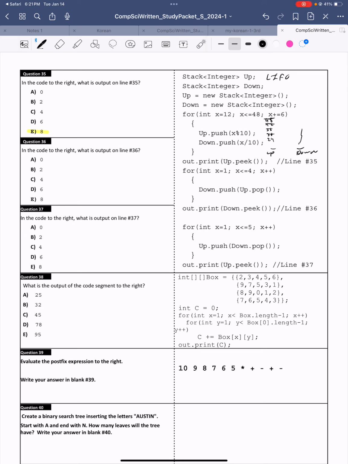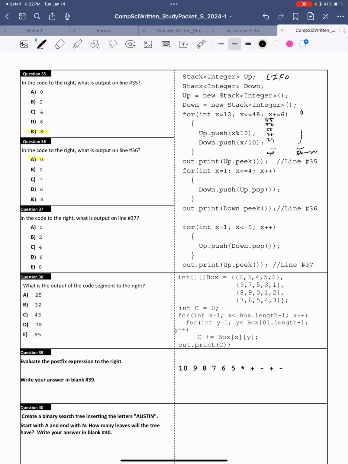But, you know, we're not really pushing 30 into the stack. We're actually pushing 30 mod 10, which is 0. So what's the top of the stack? 0. So the answer is A for 36.